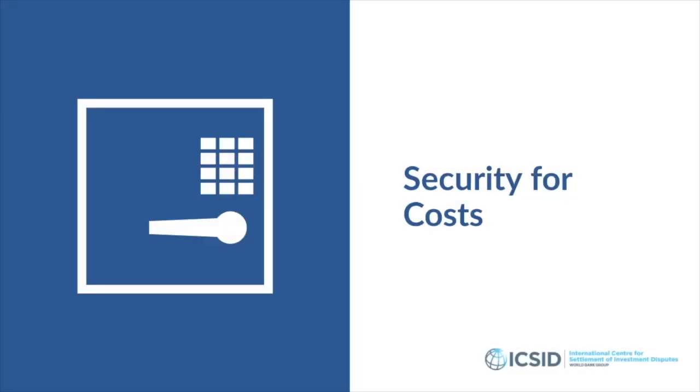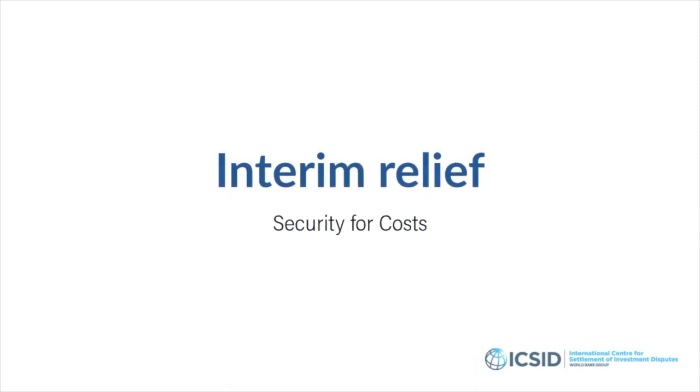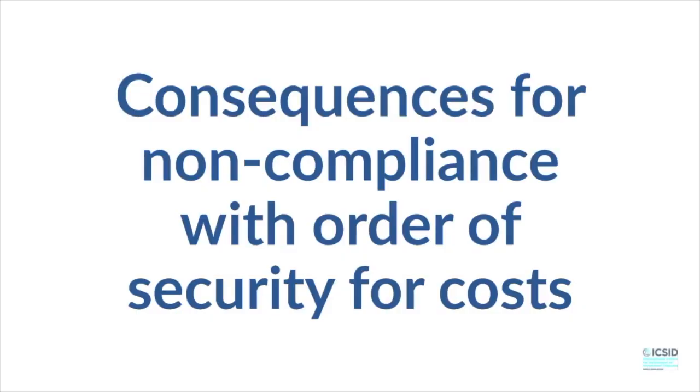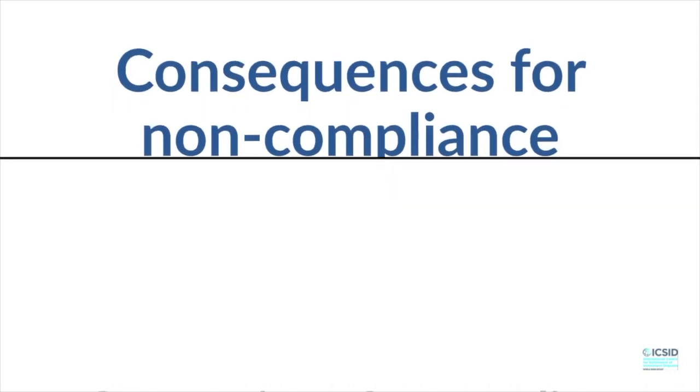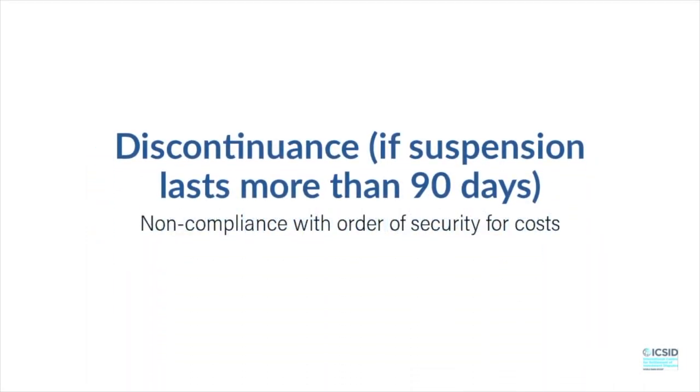Another form of interim relief, security for costs, is now specifically provided for in a separate rule. Security for costs addresses the risk that a party, typically the claimant, does not comply with a costs award rendered against it. If the tribunal grants security for costs, the tribunal will order the party to deposit funds in an escrow account or provide some other type of financial security. This type of order must bear a consequence to be effective. The proposed rule provides that the tribunal may suspend and eventually discontinue the proceeding after 90 days if the party fails to comply with the order.